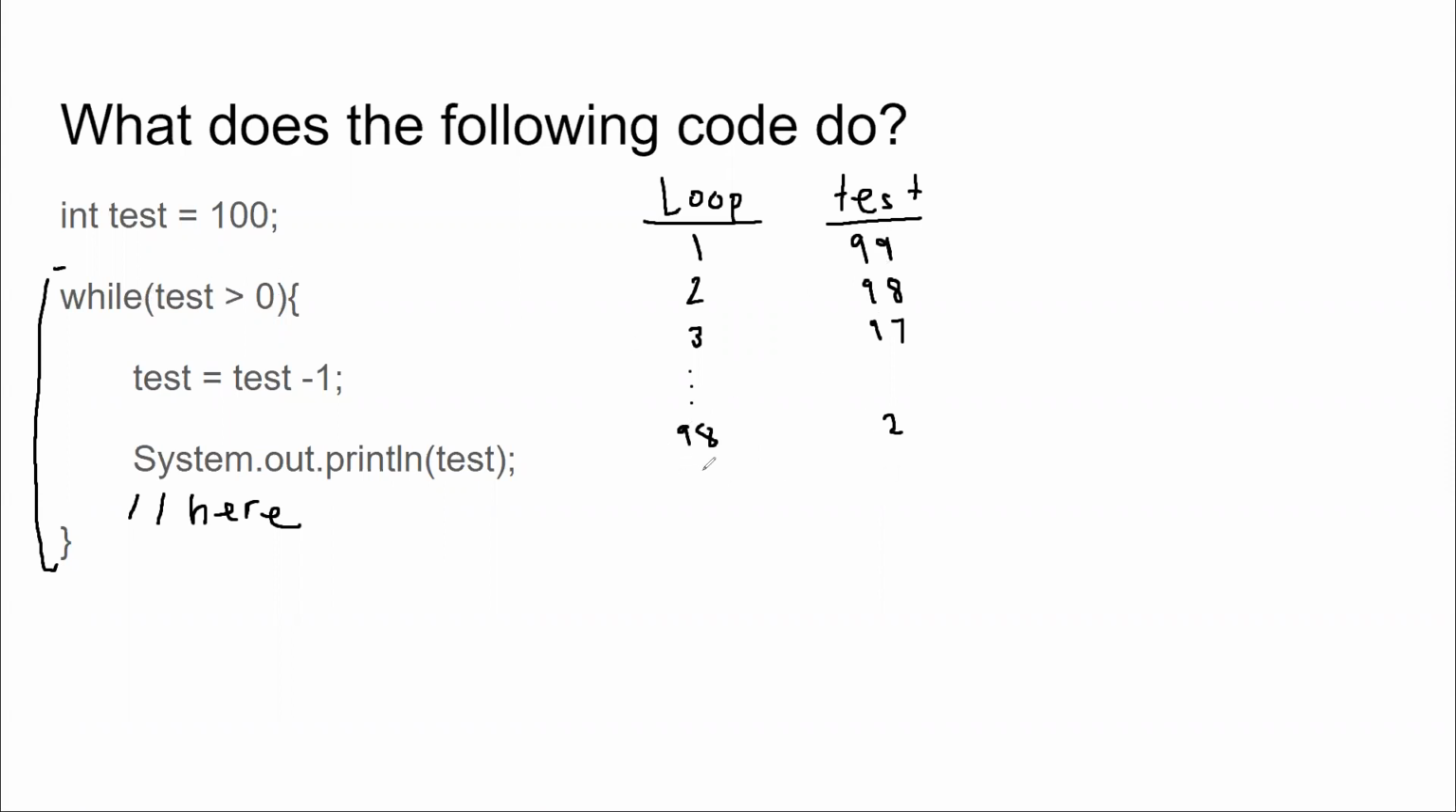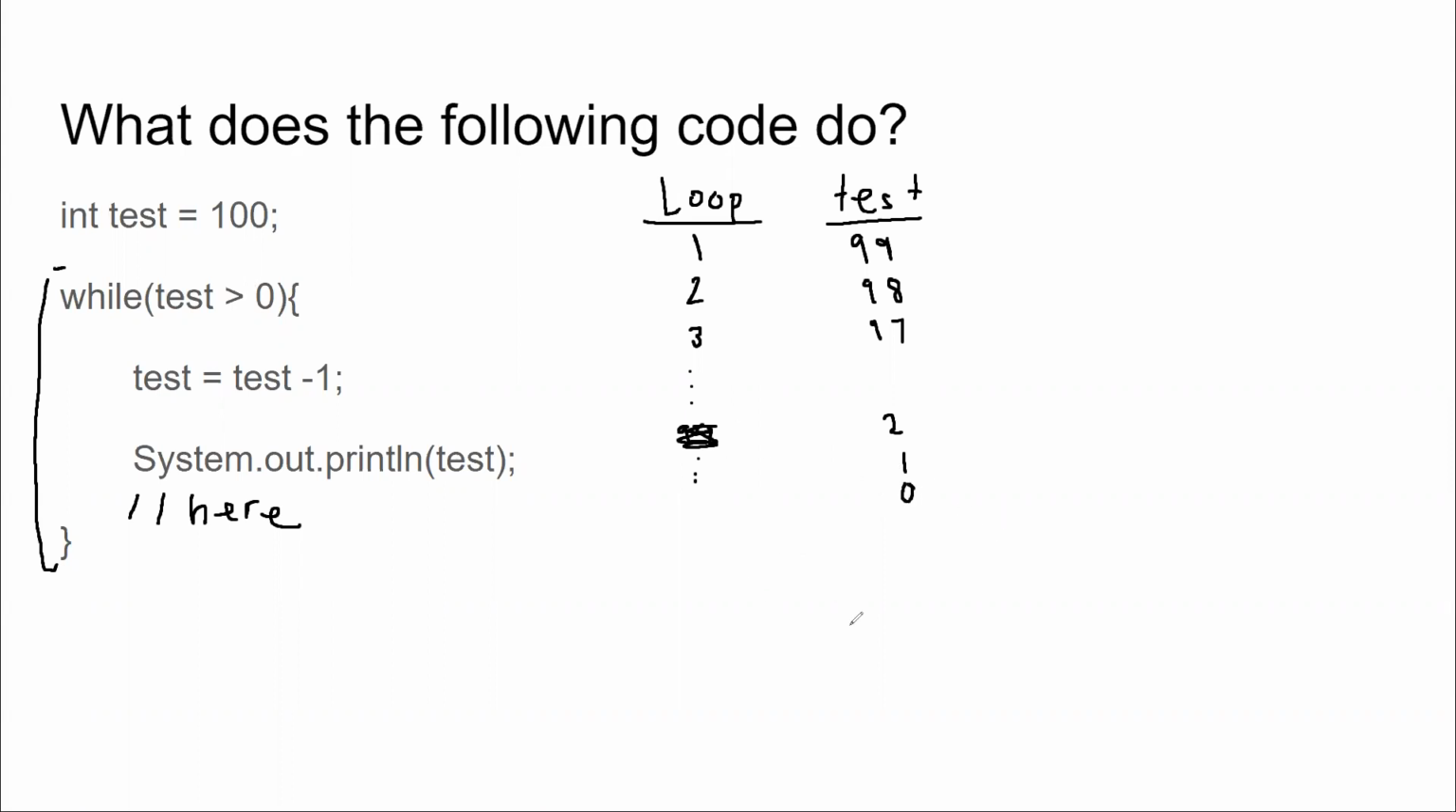So on the next iteration, let's just cross this out. On the next iteration, 2 is greater than 0. Test equals 2 minus 1. Okay, we print out 1, and now test is 0. Well, 0 greater than 0 is not true, so this is going to be false. Since our condition is false, our while loop stops, which we want it to. We never want a loop to go on forever. So our loop is going to stop when test is equal to 0.